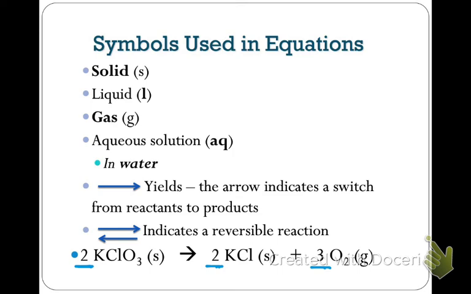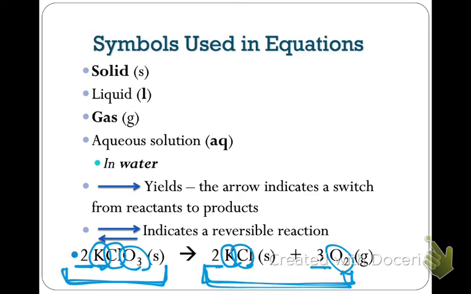Another thing I want you to look at with our law of conservation of mass is that we have potassium on this side, right? Potassium and potassium, chlorine, chlorine, oxygen, and oxygen. So you notice that every atom that's present on the reactant side is also present on the product side.